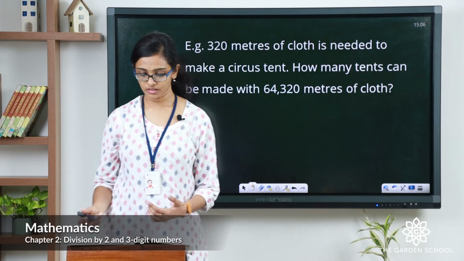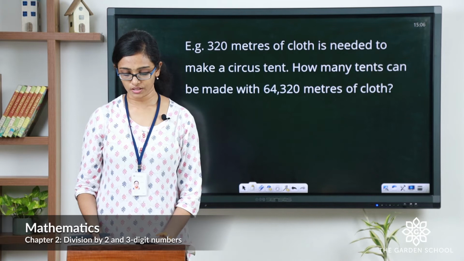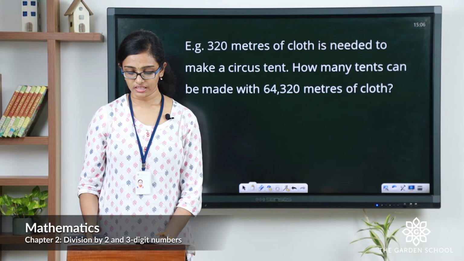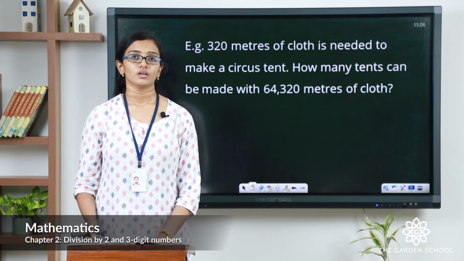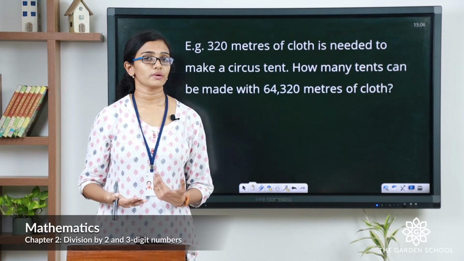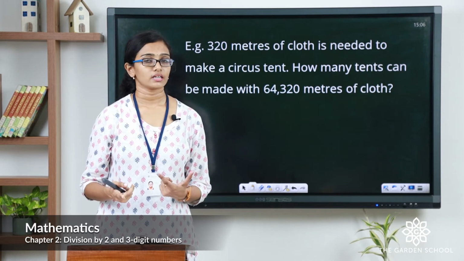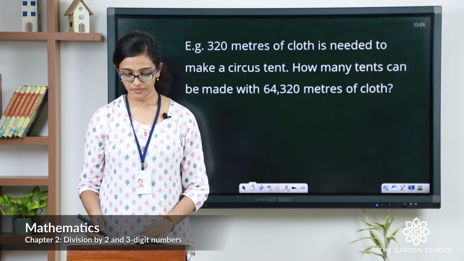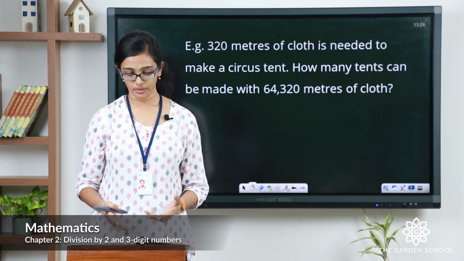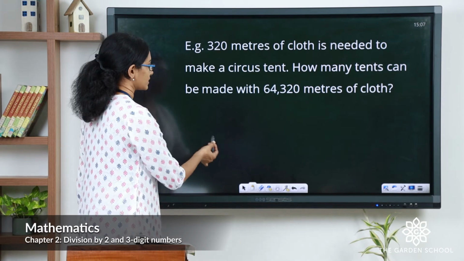Now, we'll see one example. Look at the question given here. 320 meters of cloth is needed to make a circus tent. How many tents can be made with 64,320 meters of cloth? So, it's about the total length of cloth that you can use to make a tent and how much length is needed to make one tent. Those data are given in the question. You have to find out how many tents can be made with the total length of the cloth that you have. Now, from the data given in the question, let's write the steps.